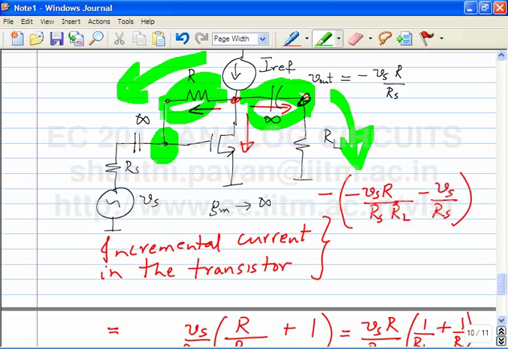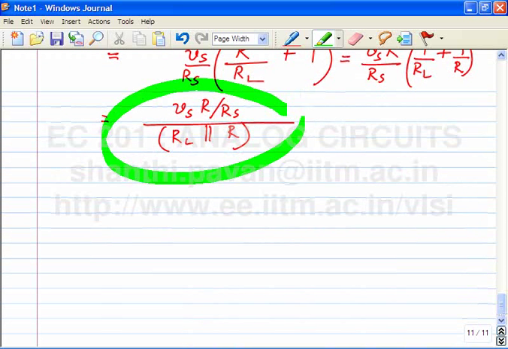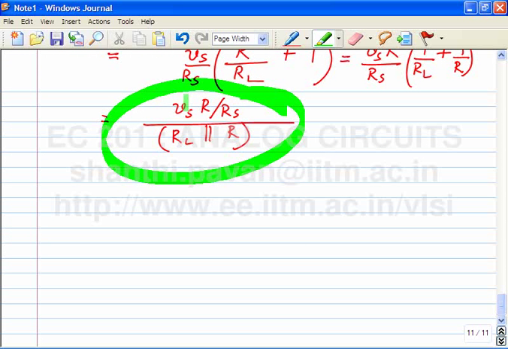So as far as the transistor is concerned, it looks like this is ground and this is ground. Okay? So the equivalent resistor as seen by the transistor is nothing but R parallel RL. So the total current flowing out in those two branches is V out divided by R parallel RL. That has to be supplied by the transistor, which is why it makes sense that the output current is V out divided by RL parallel R. The negative sign is gotten rid of because we have chosen the directions of the current that way.